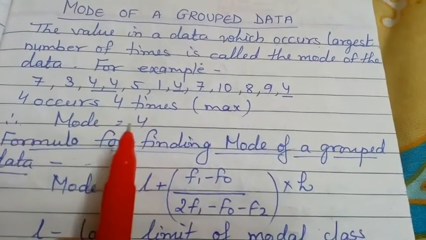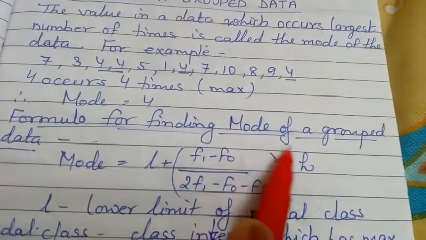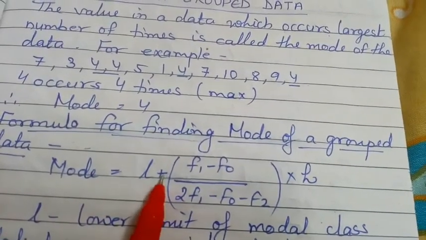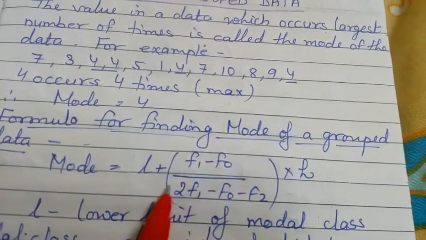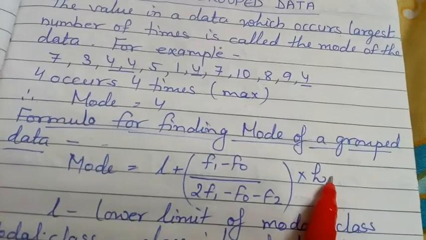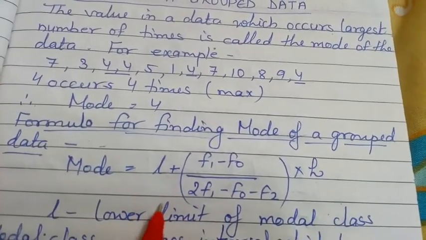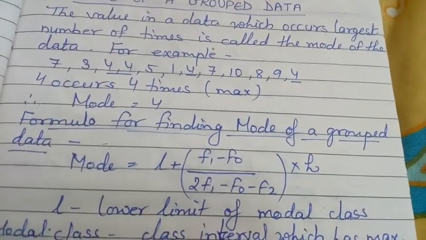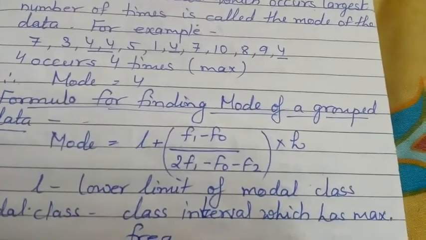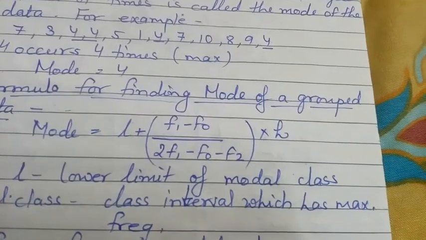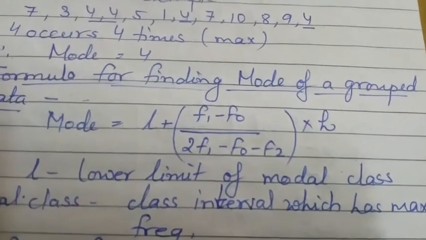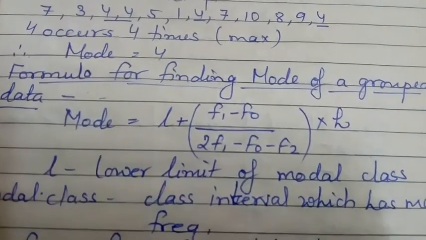But in class 10 you have to study the formula for finding the mode of grouped data. The mode equals L plus (F1 minus F0) by (2F1 minus F0 minus F2) into H, where L is the lower limit of the modal class. But what is the modal class? The class interval which has the maximum frequency is called the modal class.